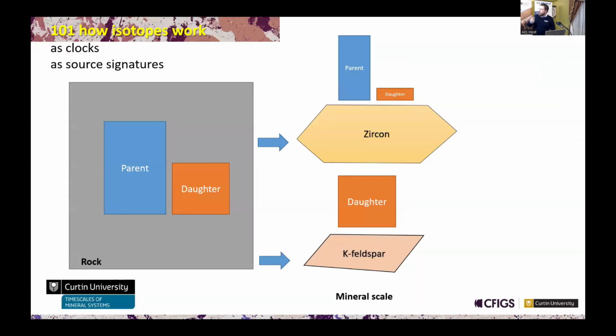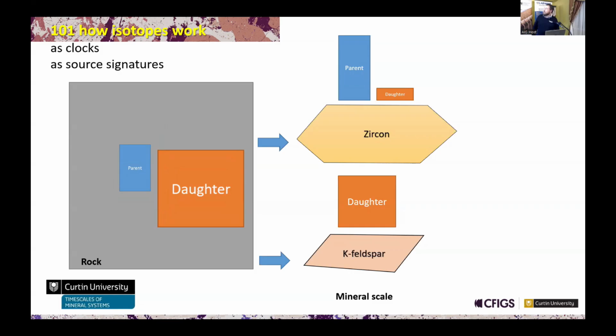So just a bit of 101. When we think about a rock and we think about isotopes within that, we can think about the decay of a parent isotope to a daughter, and that's controlled by a decay rate. And if we know the decay rate, we can measure the amount of parent, we can measure the amount of daughter. Hey, we've got an inbuilt clock.